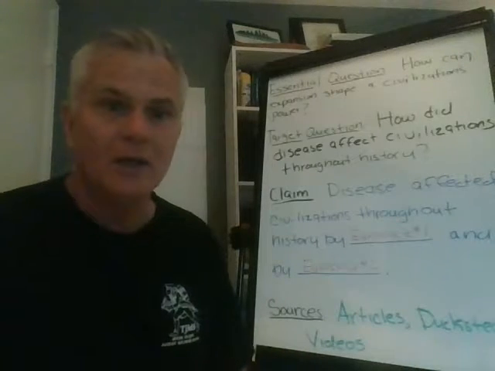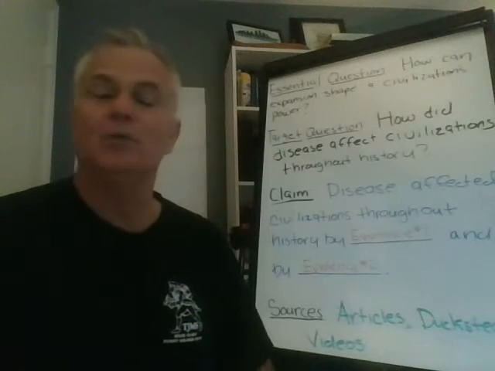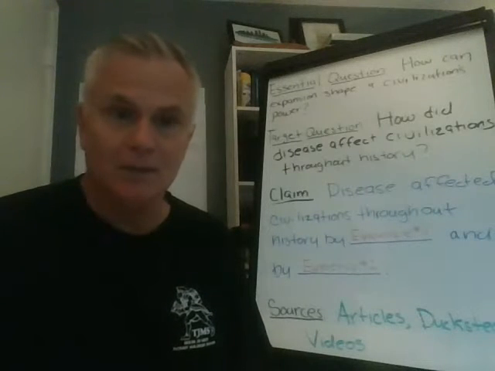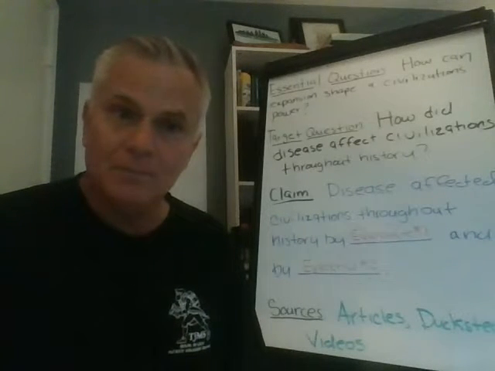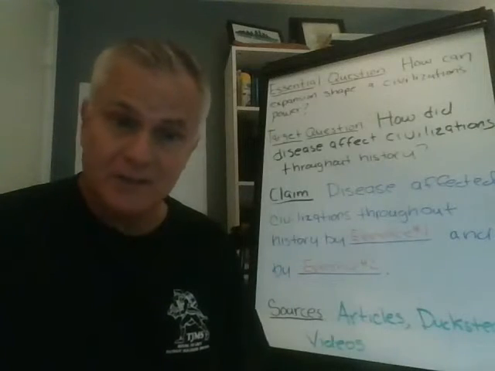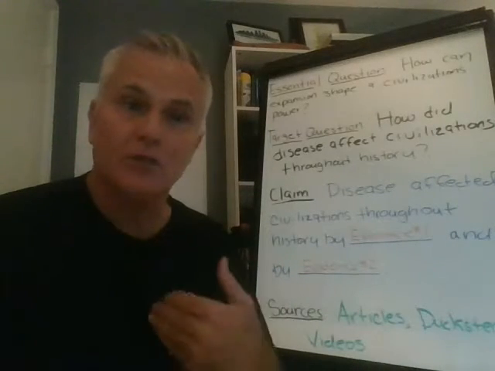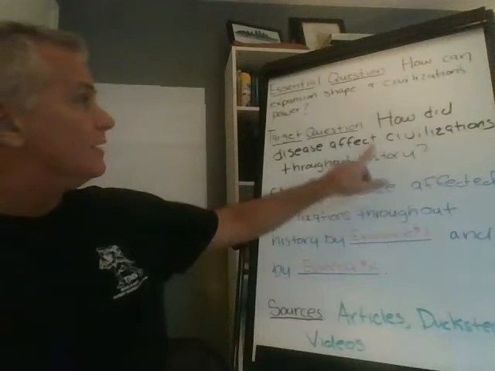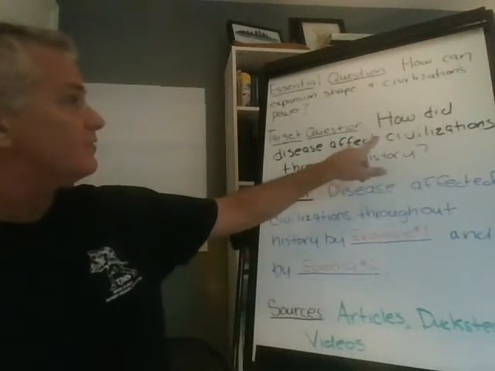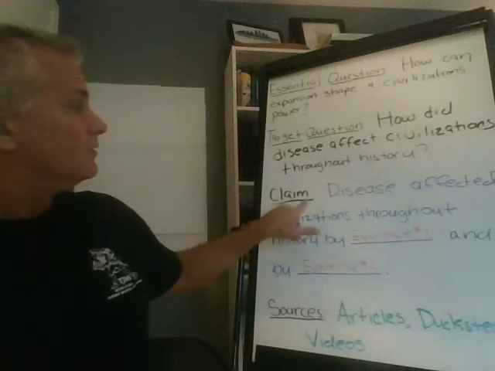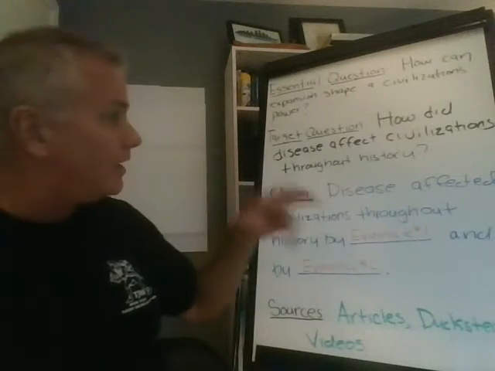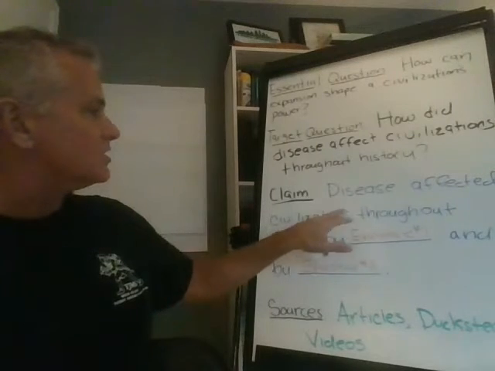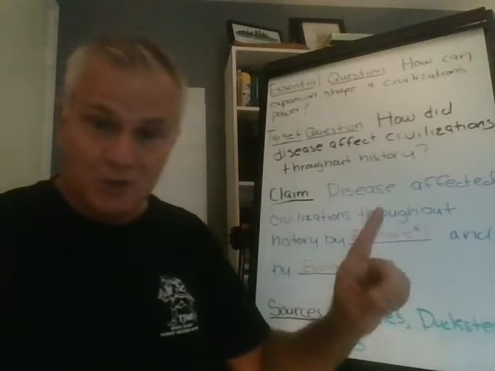You can't make an argument and just say, in my opinion. In fact, we never ever say, in my opinion, when we're making a claim. We make a claim by making a declarative statement in the active voice of your belief. And again, the claim for the question, how did disease affect civilizations throughout history? The claim is, and you guys can do this off the top of your head, disease affected civilizations throughout history by evidence one.